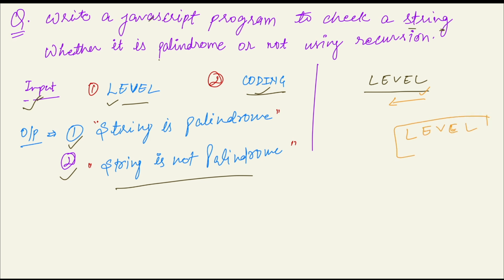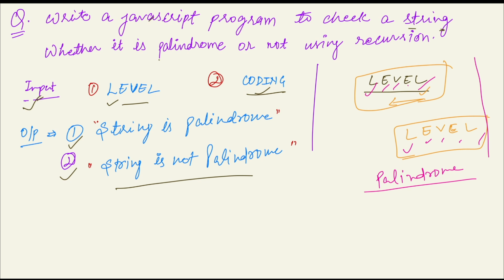Okay, and now we will compare both the strings. If both the strings are similar, like here we can see L is here and L is the same here, then E is here and E is here, V, E, L and L, it means both strings are similar, so it is a palindrome. Okay, right? But this is the traditional method. Here we are going to find out whether it is a palindrome or not using recursion.